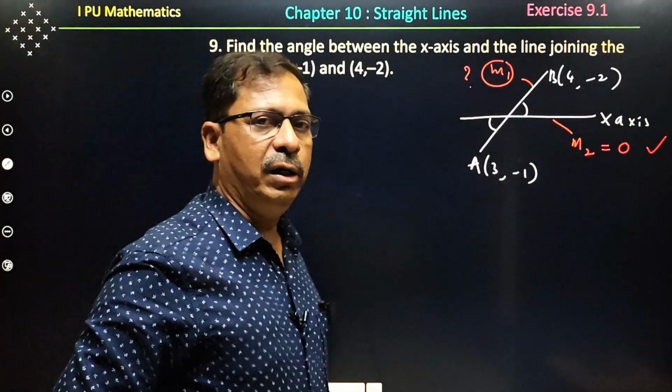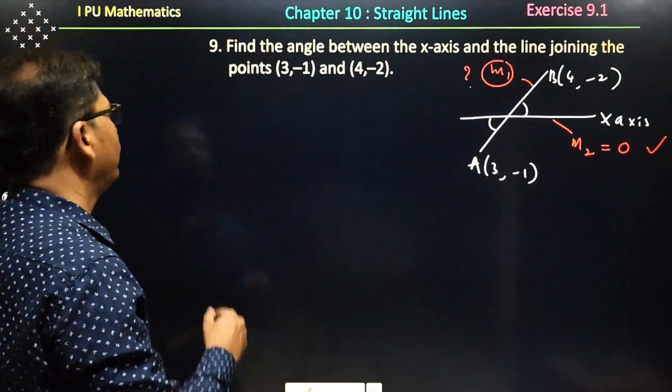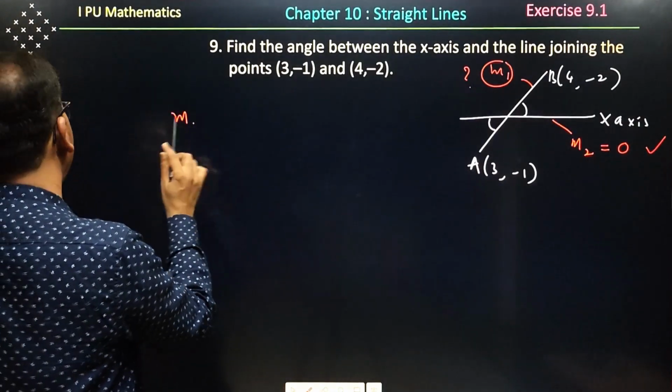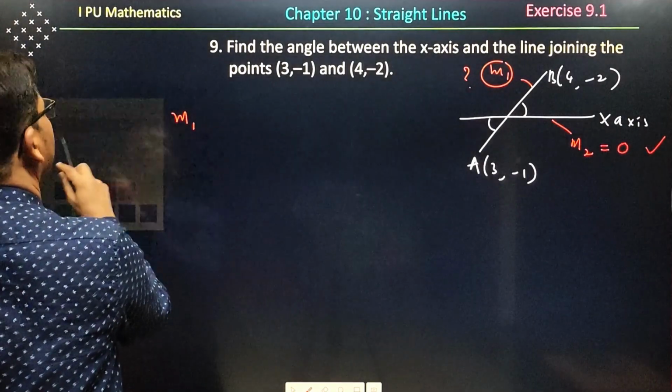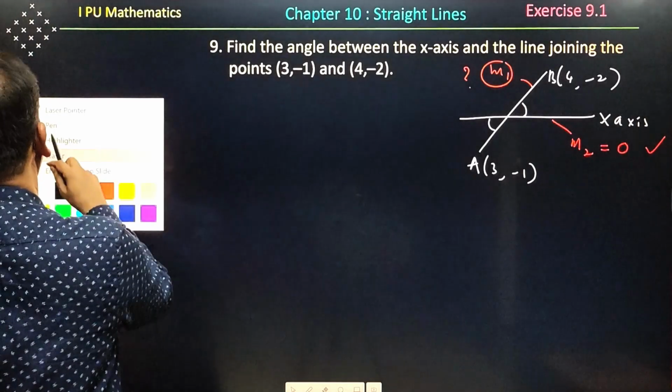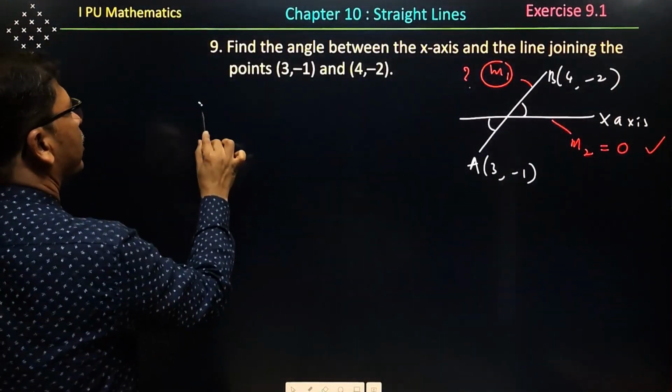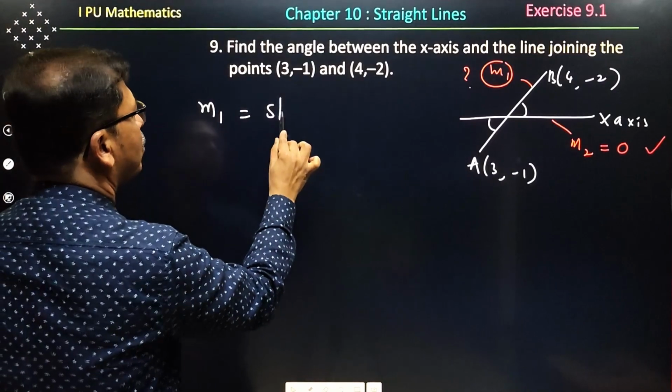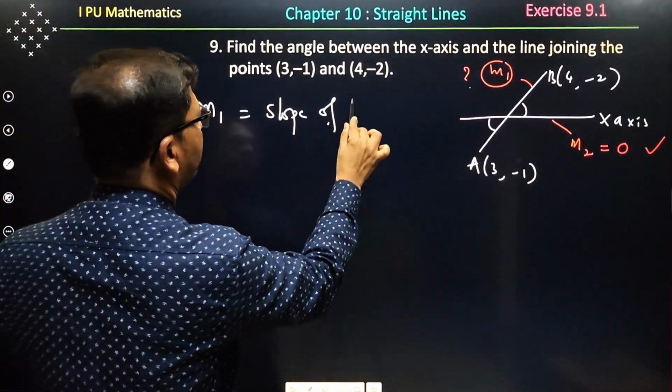How do you find AB? Come on, is it possible to find m1? Yes, sir. How do you find? Then tell me. m1, how do you find slope of? This is nothing but slope of AB, no?